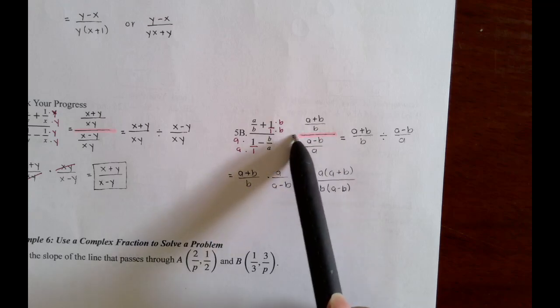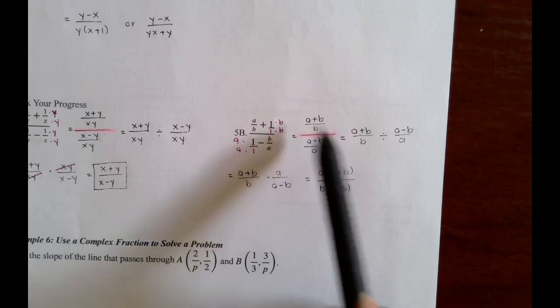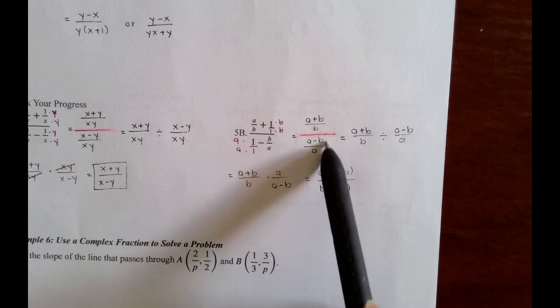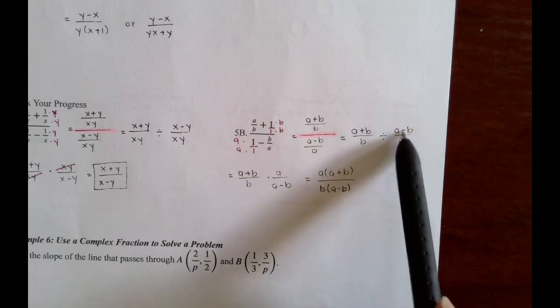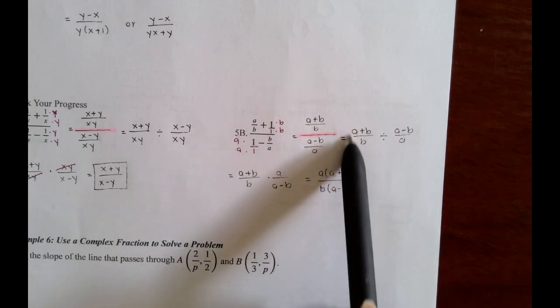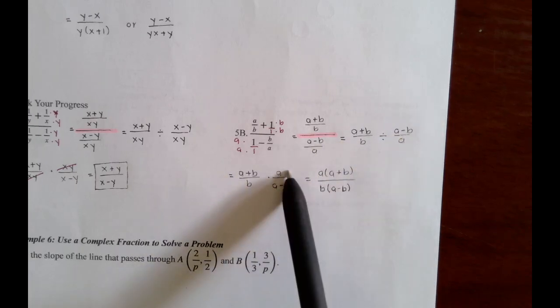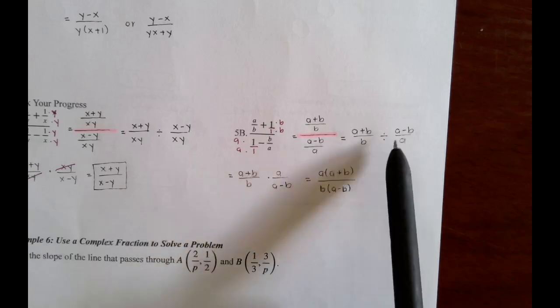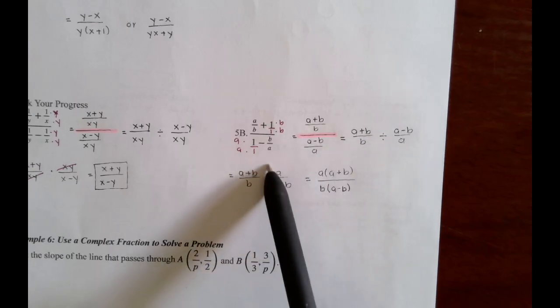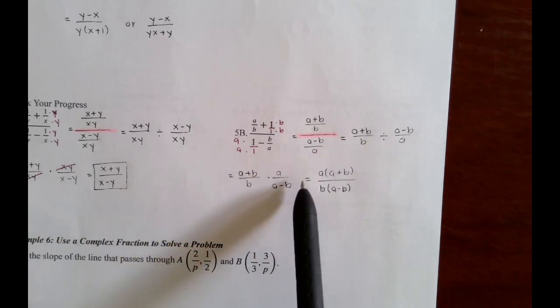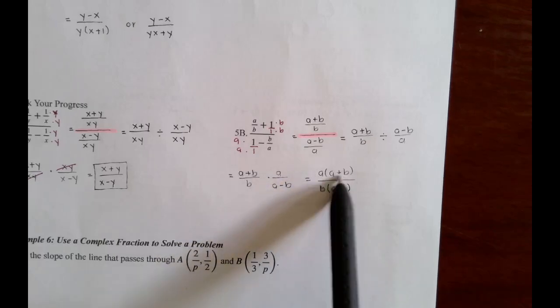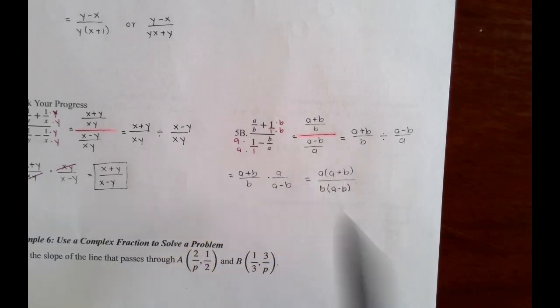Then this complex fraction is this divided by this. Okay? So then to divide, keep the first fraction, flip the second one, so that's why a is on top now, a minus b is on the bottom, and change the division to a multiplication. Then I just multiply across, so a plus b times a, and b times a minus b. And there you go.